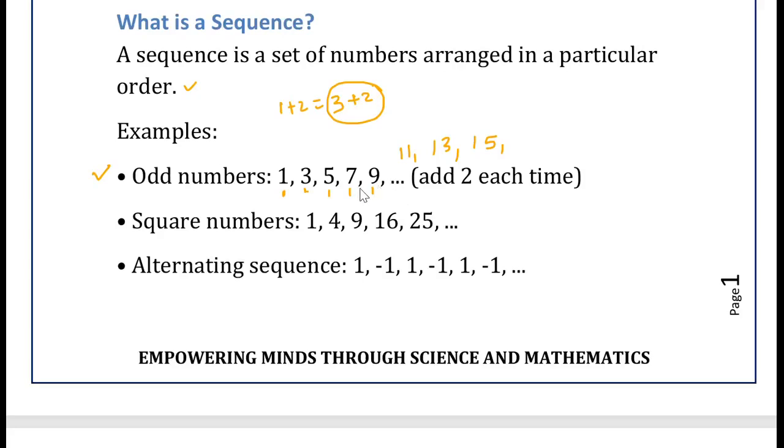So what is the rule here? The rule is simply we are adding 2 to the previous number. That is an example of a sequence.